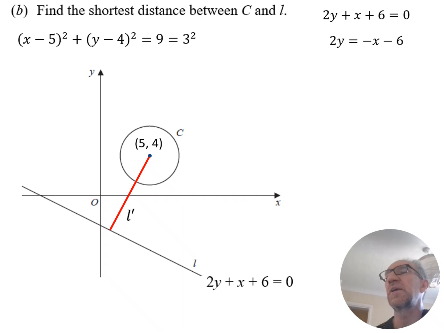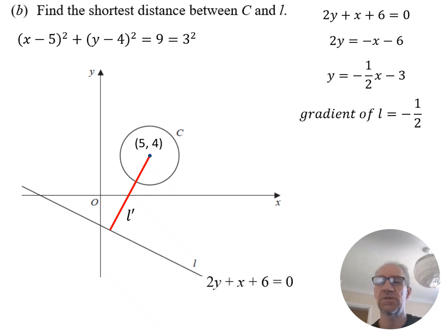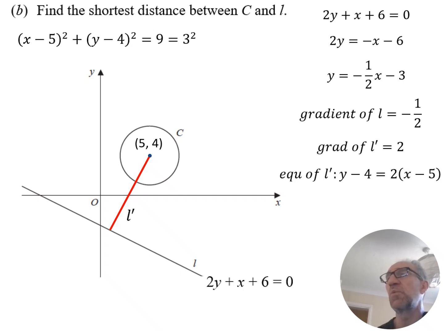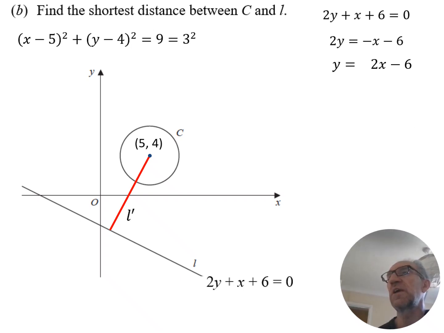If I rearrange it into y equals mx plus c form, that tells me that the gradient of this line is minus a half, which means the gradient of the red line, L dash, is equal to 2. I know it goes through 5, 4, so I can get the equation of the line by doing y minus 4 is 2 times x minus 5. Rearranging that, 2x minus 10 and the 4, I get 2x minus 6. So that's the equation of that line. I'm going to find out where this point is by solving them simultaneously.